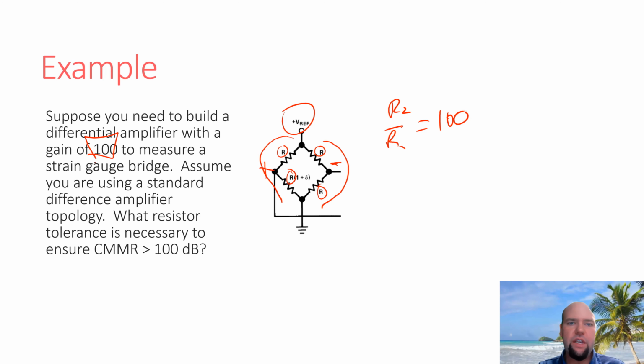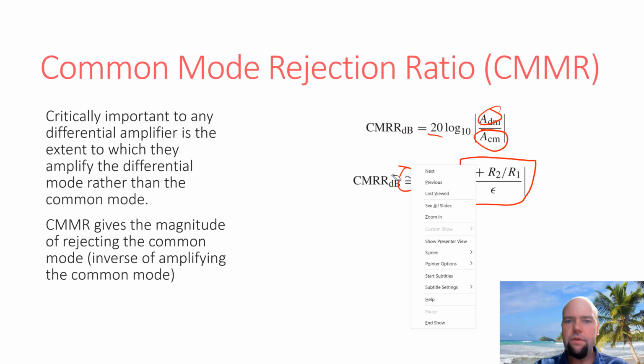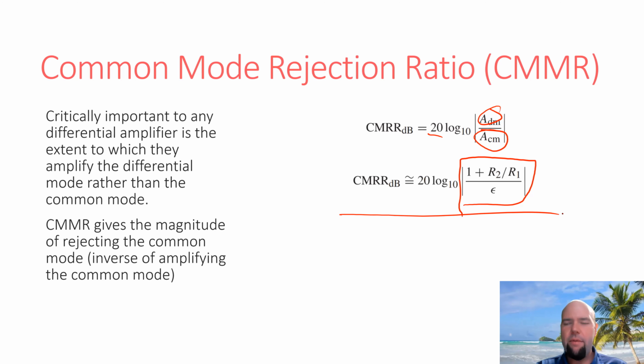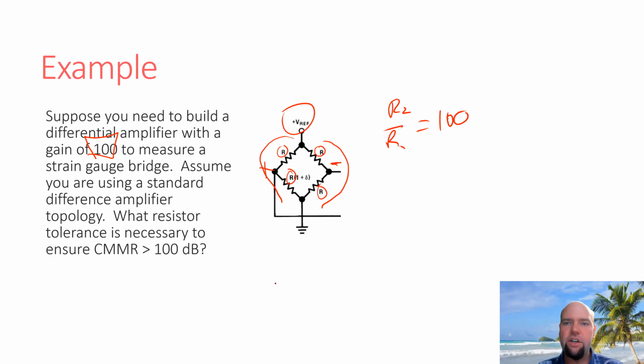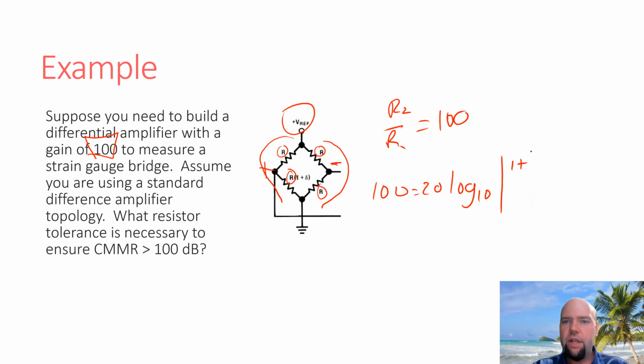Okay, so now let's go back to the CMRR equation. Using this CMRR equation, we have 1 plus this ratio of resistors divided by the error, times 20 log 10. We need the CMRR to be greater than 100, so let's just solve for CMRR equals 100. So we have 100 equals 20 log 10 of 1 plus R2 over R1, so it's going to be 1 plus 100, divided by this error term.